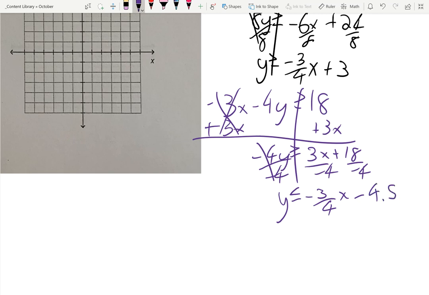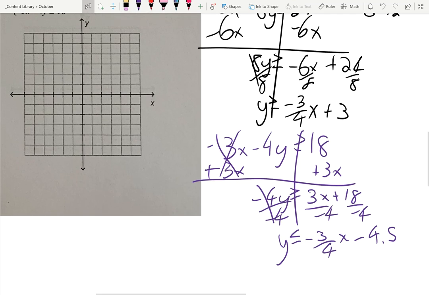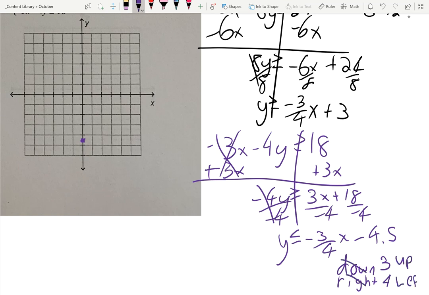So now we're ready to graph. So let me do this one in purple real quick. So the y-intercept is negative 4.5. So we'll go to negative 4.5 on the y-axis. And then our slope is down 3 and right 4. But of course, we don't have enough room to go down 3 and right 4. So we're going to do the opposite. We'll go up 3 and left 4. All right, so up 3, left 4 puts us right here. And that's the only other point I can put on there.